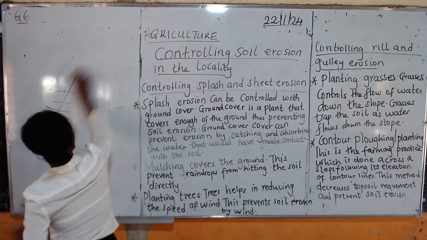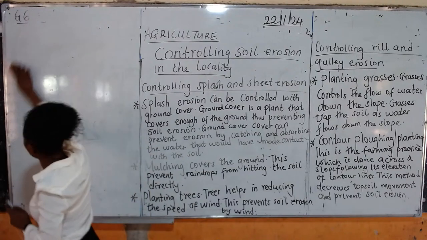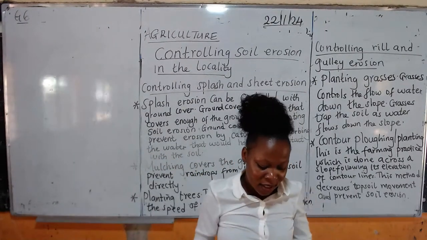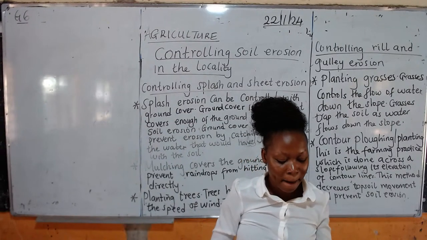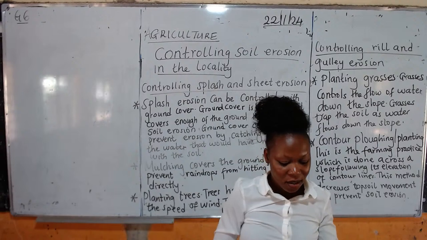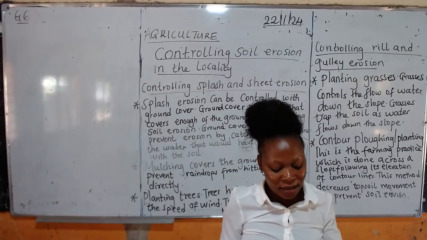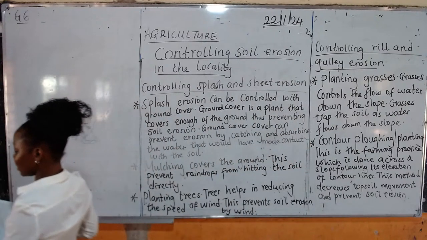The third method that you can also practice in order to prevent erosion is terracing, or terraces. Have you ever heard of terraces? Yes. So we talk of terraces across the slope.